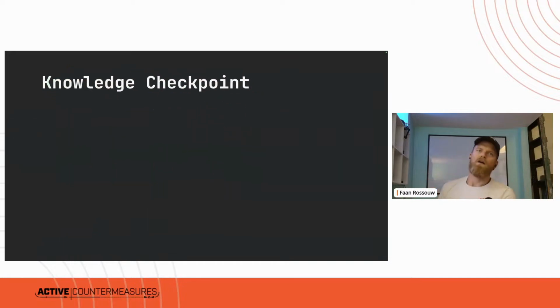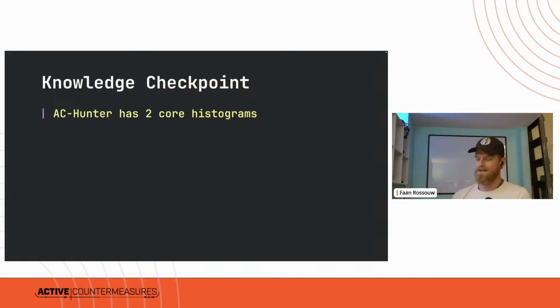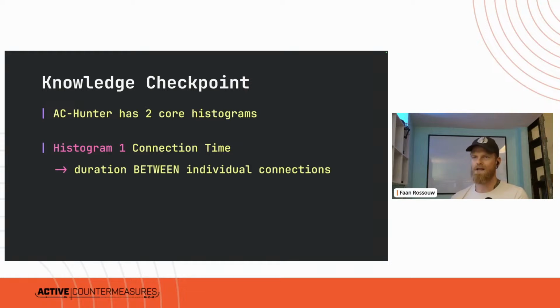So before we move on into our new frontier, I just want to do a quick knowledge checkpoint. Let's quickly summarize. AC Hunter has two core histograms. The first histogram looks at the connection time or connection duration, and it is the duration between individual connections. I want to be very clear here. I think it's important to understand, and I was confused for so long about exactly what this means, but it's not the start of connection one to the start of connection two, right? It's not the delta column you see in Wireshark. It is the end of connection one and the start of connection two.